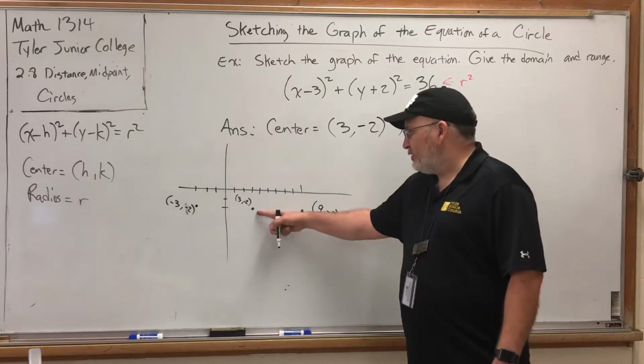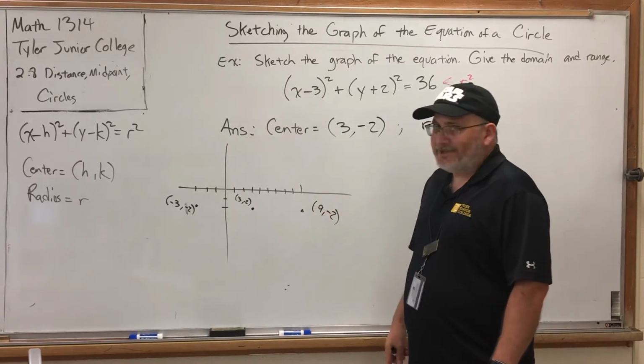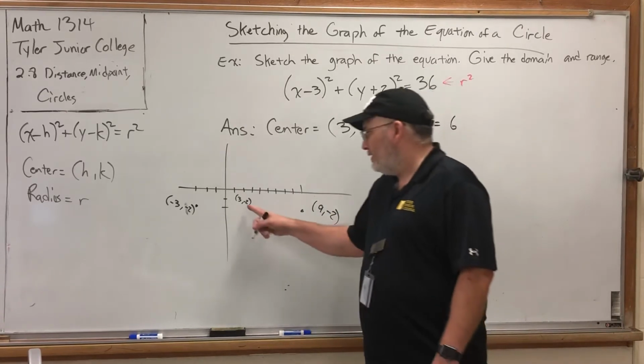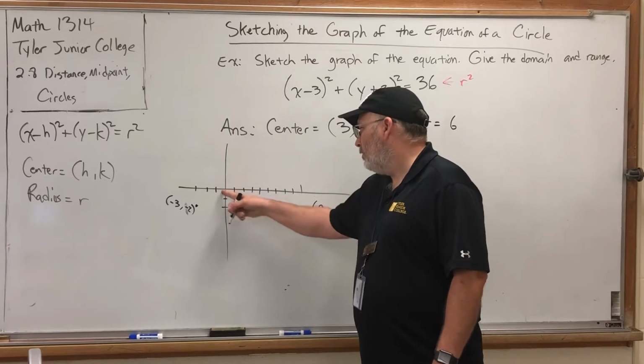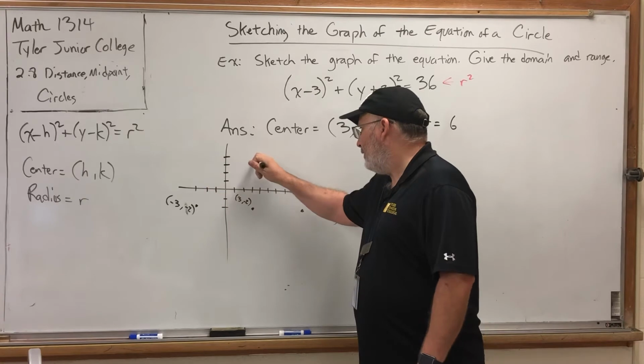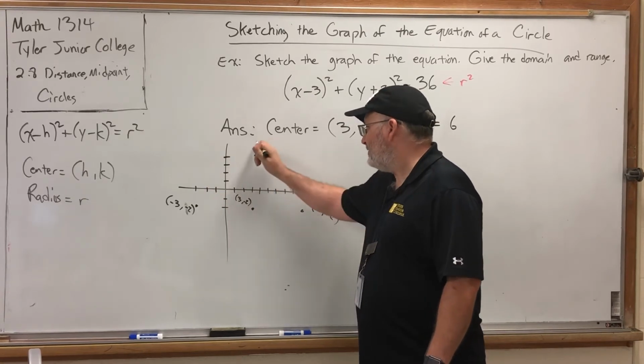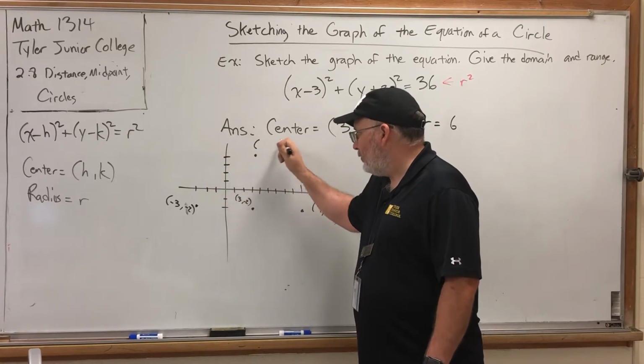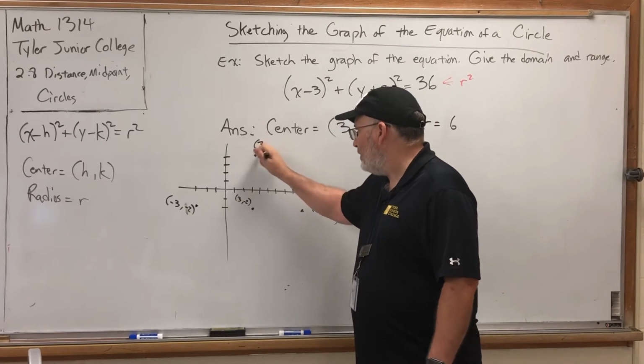If I go up 6 from the center, that's like adding 6 to the y-coordinate. Negative 2 plus 6 is 4, so I would go over 3 and up 4. And again, on graph paper, you can just count 6 spaces up and recount the coordinates of the point, which would be 3 comma 4.